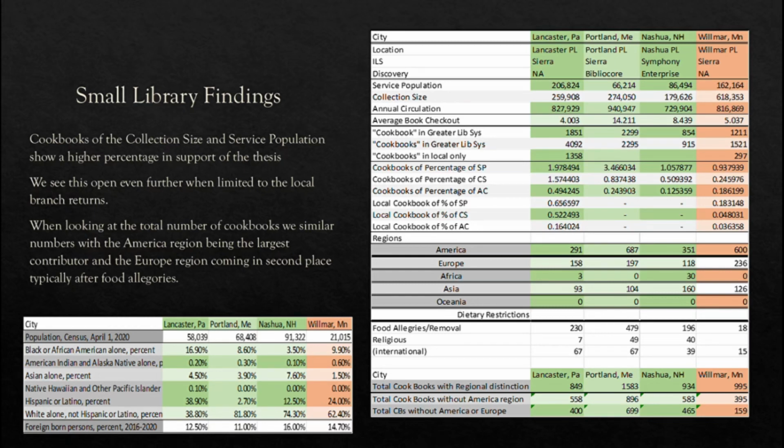Also, when looking at the breakdown of the regions from which the cookbooks come, when we look at the regions, the Americas are clearly the largest contributor, with food allergies and removals typically being second, with Europe being right behind that, although this is not always the case.